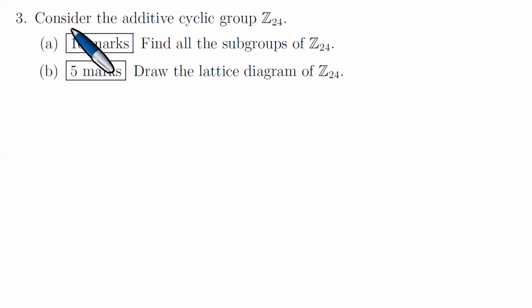All right, now consider the following: the additive cyclic group Z24. For 10 marks, find all subgroups of Z24. And then next, we will draw the lattice diagram for Z24. Let's practice with this one.